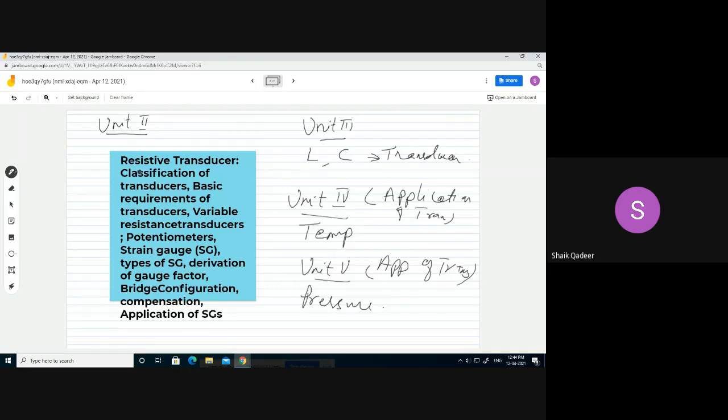So, make a picture in your mind. In Unit 2, we will discuss resistive transducers. In Unit 3, we will discuss inductive and capacitive transducers. In Units 4 and 5, we will see applications of transducers. In Unit 4, we cover temperature application, whereas in Unit 5, we will cover pressure application. Hope it is clear to everybody. Yes, sir.